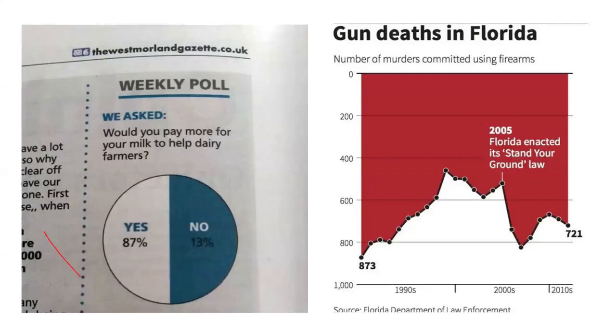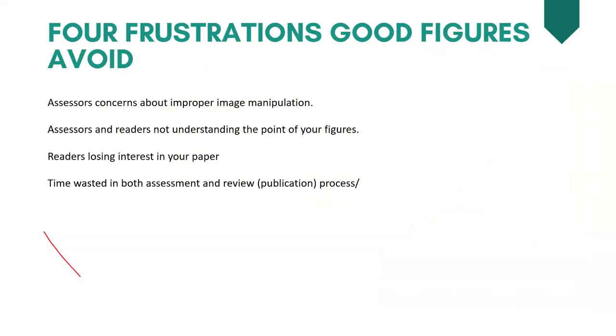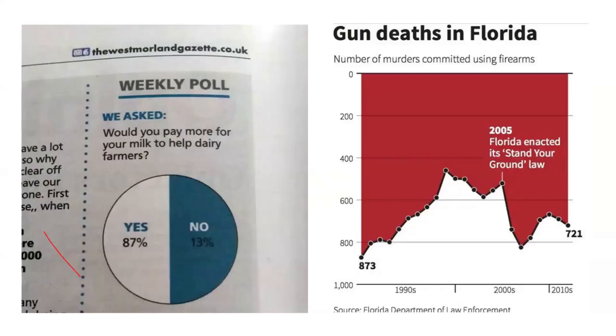Now, I'm going to go back to this one. It's not really the perfect example here, but a lot of us will do a graph and then we'll have text in there. And by the time this is inserted into our dissertation, the text will be so small that we can't logically read it and be comfortable with what it says, or we can't be certain that it is exactly what it says. Avoid fancy backgrounds, including color blocks.